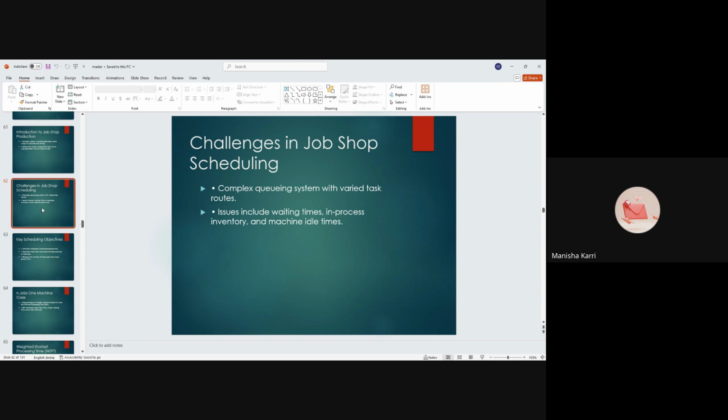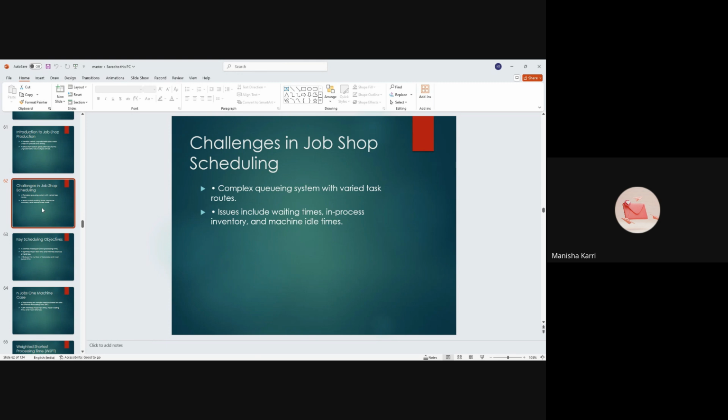Next challenge is machine idle times. When machines are waiting for jobs to arrive, due to delays in previous steps, they sit idle, reducing the overall efficiency and productivity. For example, if the painting machine is ready, but the part has not finished assembly, the machine stays idle. Simply, it won't do anything. It's a waste of time, no? So this is also another challenge in job shop scheduling.